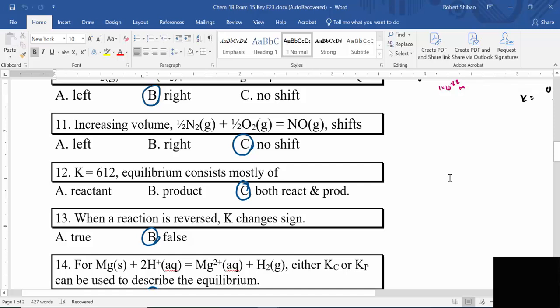All right, increasing volume. Well, increasing volume favors the side with more moles of gas. More moles of gas requires greater volume. And so when we look at the total moles of gas on the left, we have a half mole plus a half mole gives us a total of 1 mole on the left. And over here we have 1 mole of gas on the right. All these are gases, and so there's no shift. It's not going to favor one side or the other.